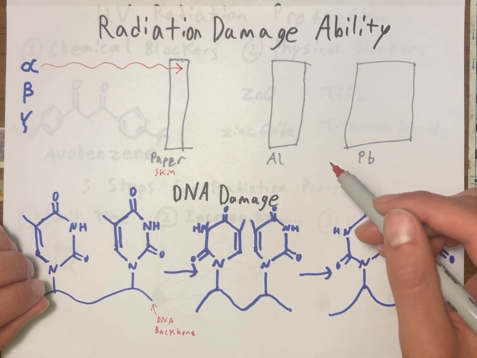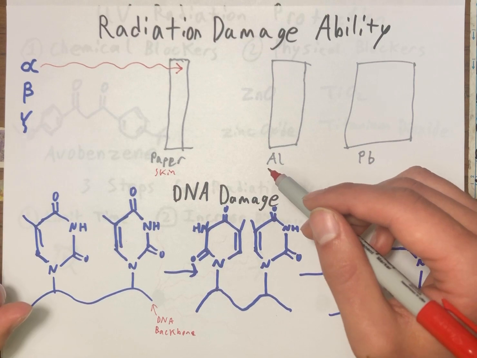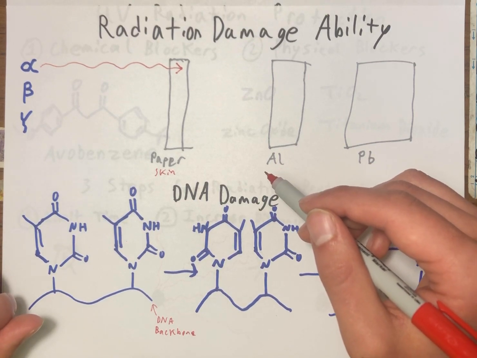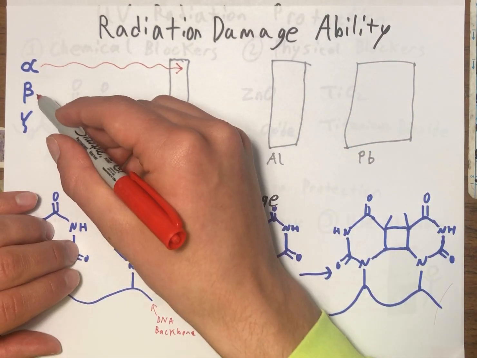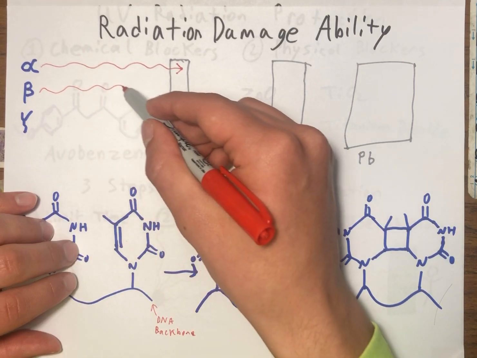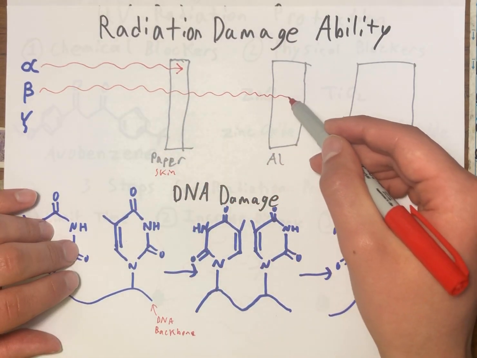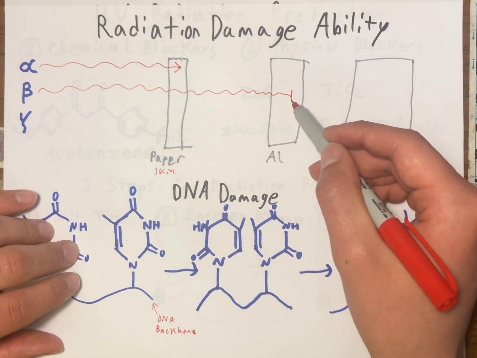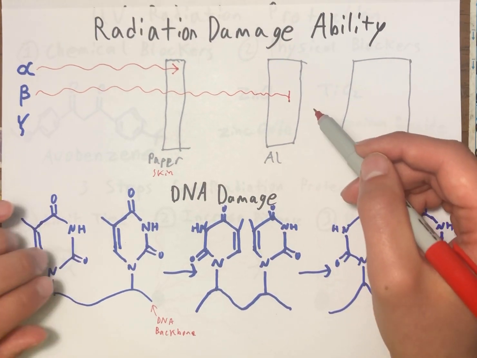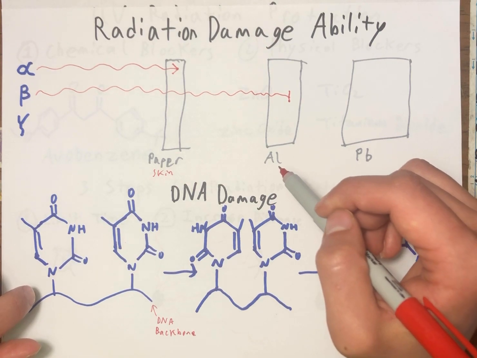Now, beta particles have a mass equivalent to about 1 electron, which is very much lighter and almost massless in comparison to an alpha particle. It will blast right through paper, only stopping at the aluminum.